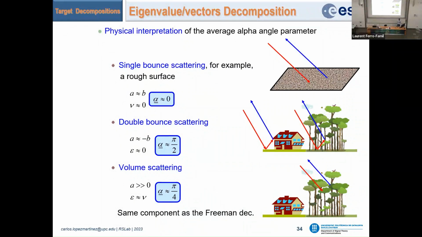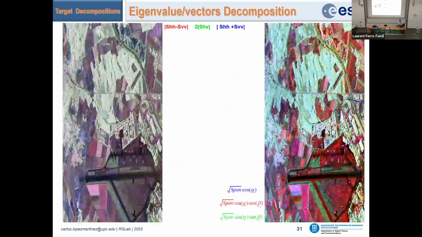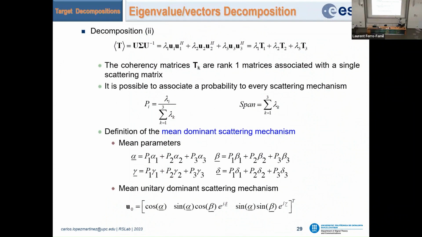There is a problem, and I will show it later on. What happens if, creating this alpha here, probability 2 and probability 3 are very low? In those cases, we are introducing noise into the mean alpha. So many times, in situations in which we have one scattering mechanism, we equal the mean alpha angle to alpha 1 in order to avoid the introduction of noise. This is not a trick, it is something we do in order to better estimate the data.